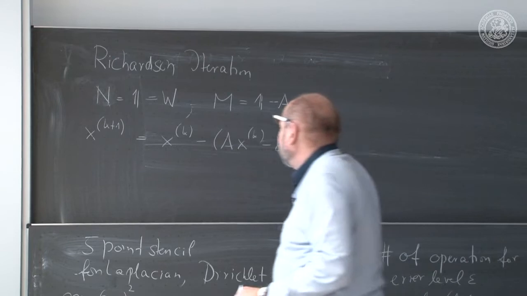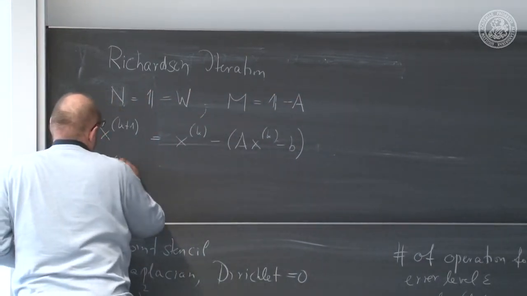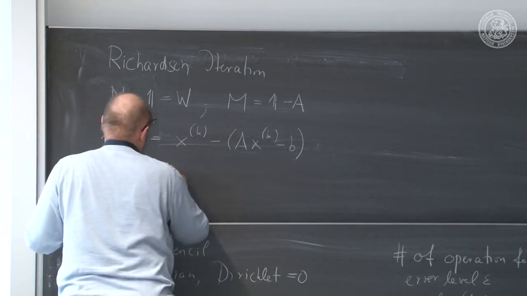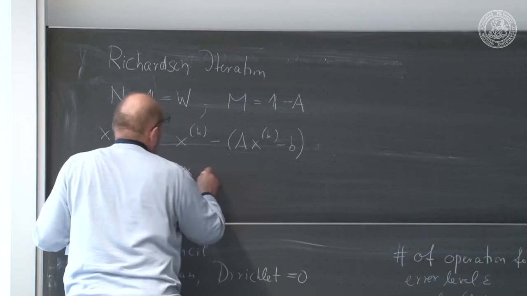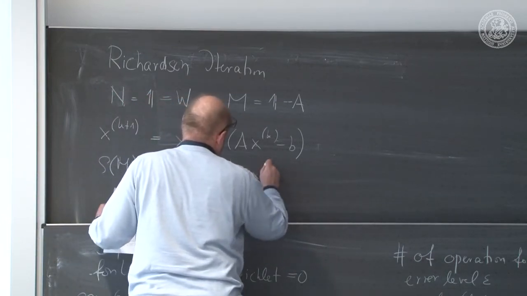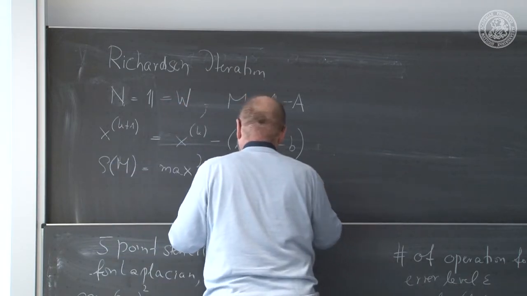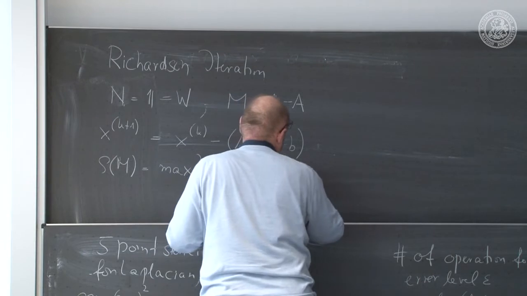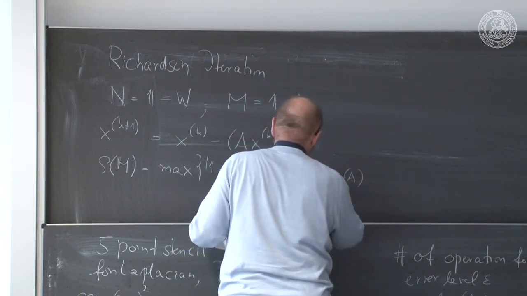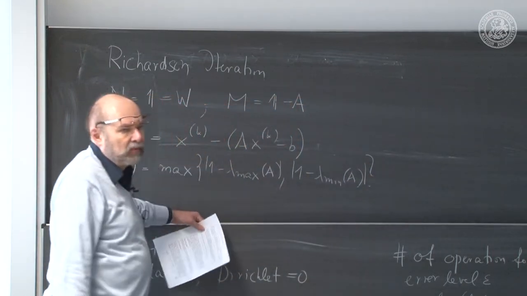Okay, here. Now let's write down the spectral radius of M. This is the maximum taken of the modulus of 1 minus lambda max of A and 1 minus lambda min of A. In general, there's no reason for this number to be less than 1.